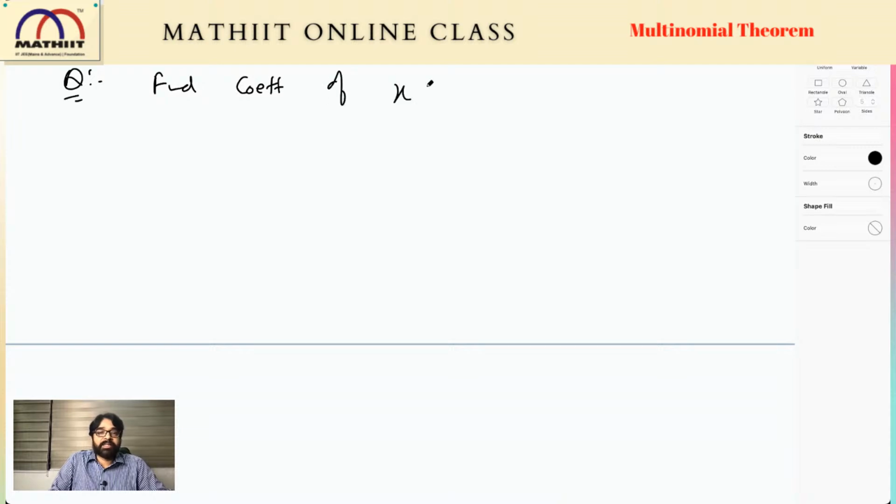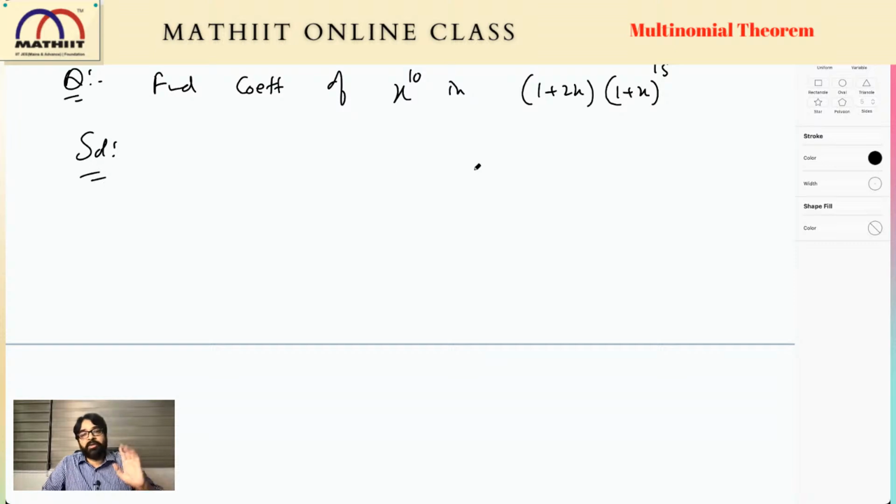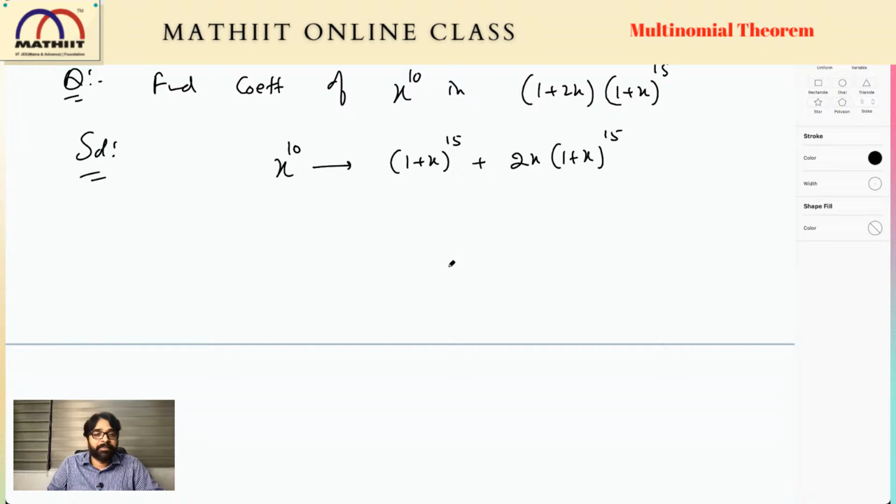Find the coefficient of x power 10 in the expansion of (1 plus 2x) into (1 plus x) power 15. Watch it, I will do. Watch carefully, everybody. This part I can write as the coefficient of x power 10 in (1 plus x) power 15 plus 2x into (1 plus x) power 15, or not.